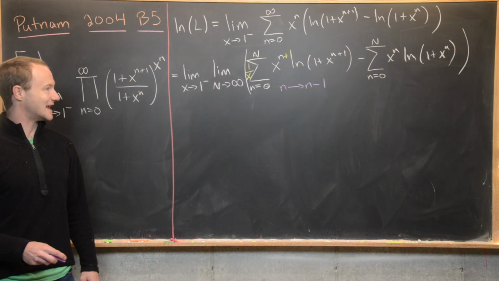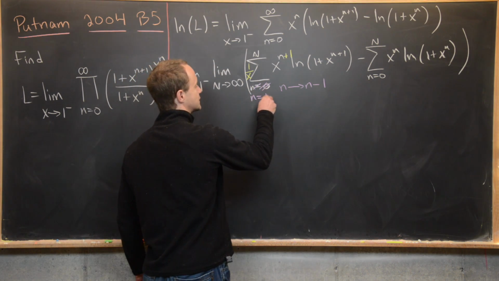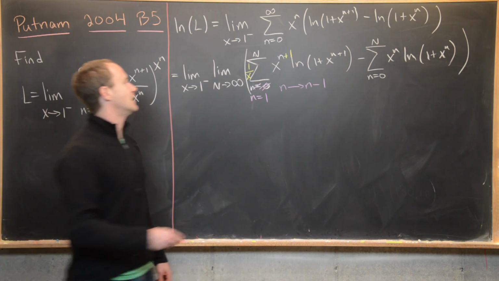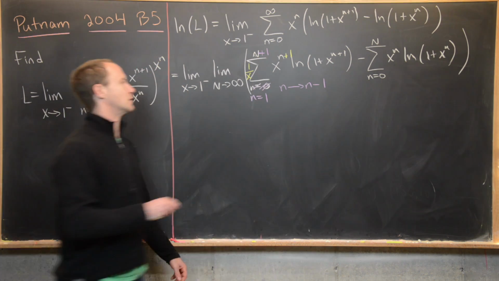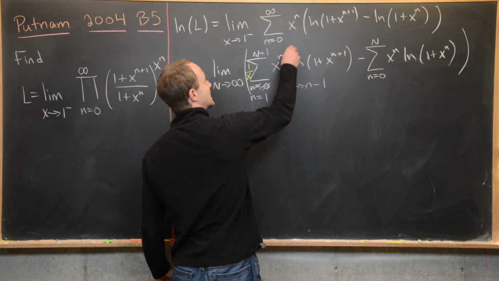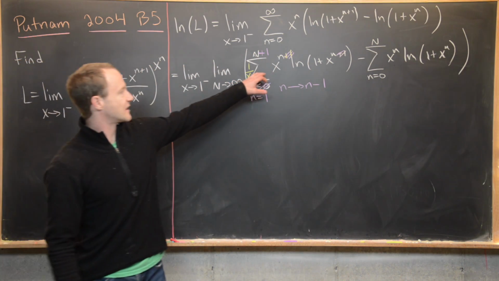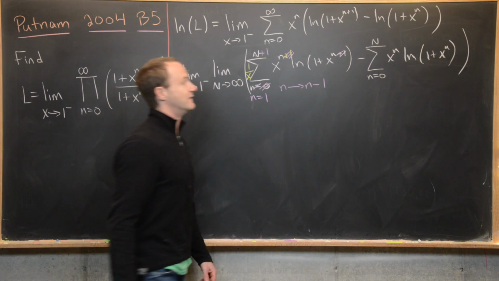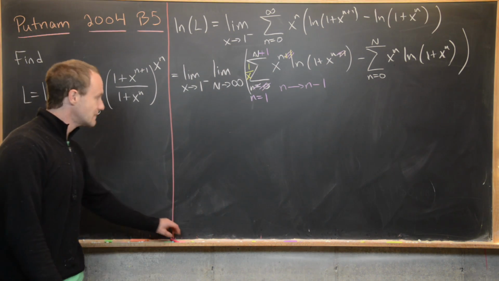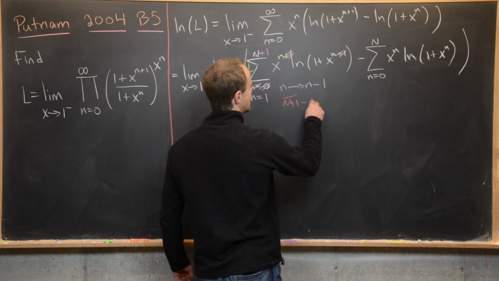So if we send n to n minus 1, that's going to have the effect of starting at n equals 1. So that's because when n minus 1 equals 0, n equals 1. And then we'll end at capital N plus 1. But then if n is replaced with n minus 1, that means we just have an n in the exponent here, and we just have an n in the exponent here. So now our very first sum and our last sum look very, very similar. They just have different starting and ending points. But that'll be okay, because what we'll do is pull out the n plus first term here.